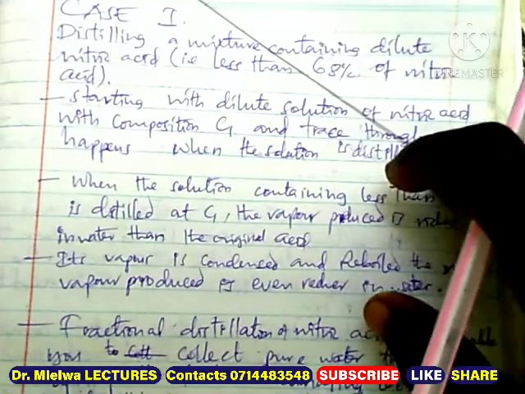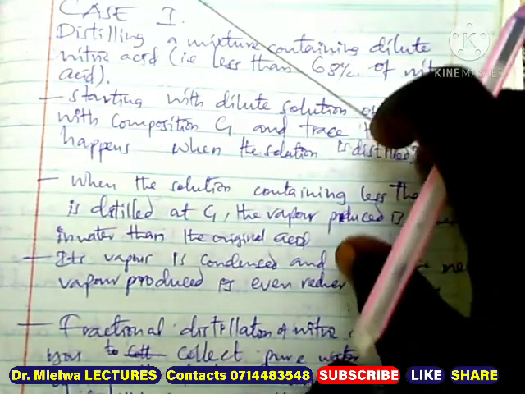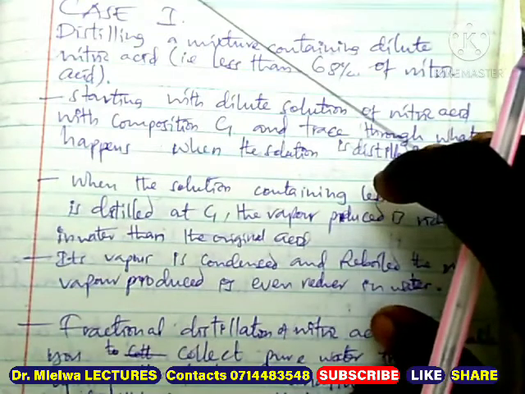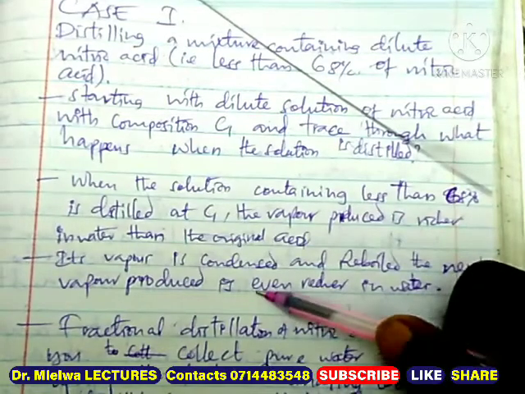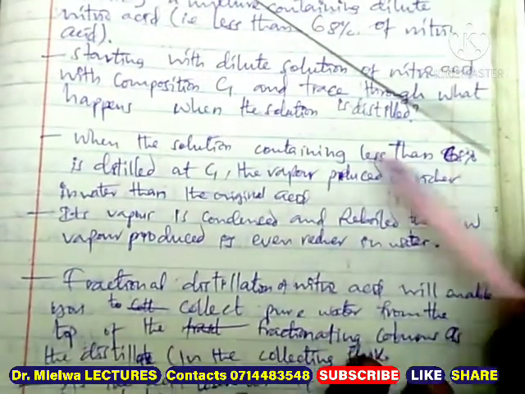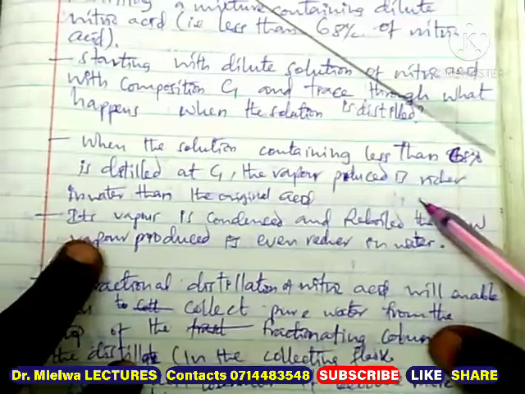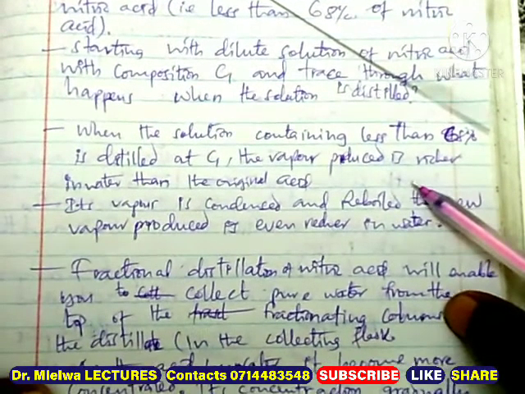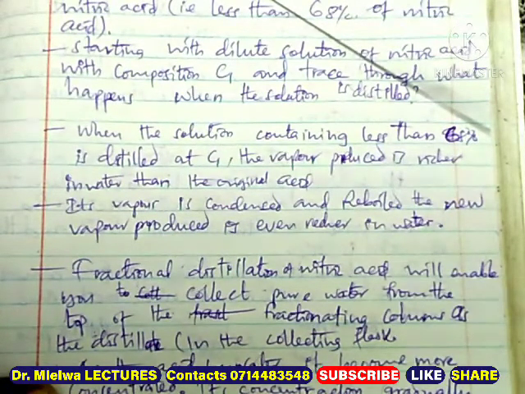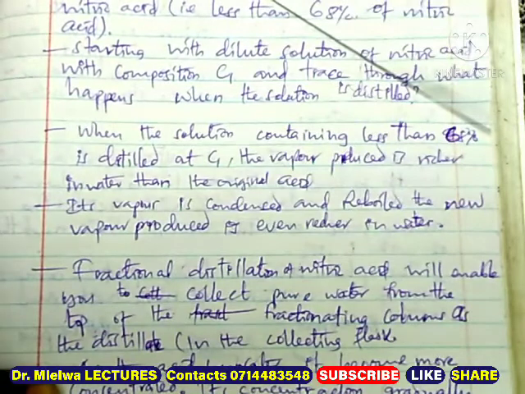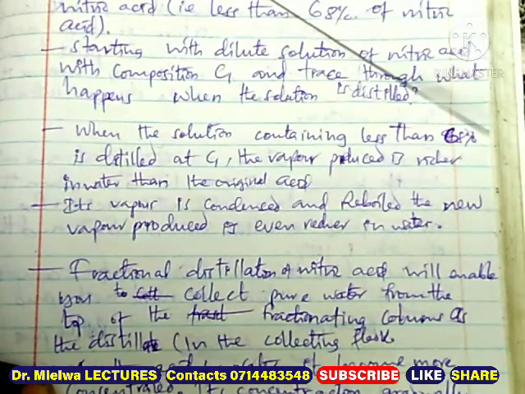Kwa hiyo tunachokisema ni kwamba case 1, distilling a mixture containing dilute nitric acid, yani less than 68% of nitric acid. What will happen? Starting with the dilute solution of nitric acid with composition C1, we trace through what will happen when the solution is distilled. When the solution containing less than 68 is distilled at C1, the vapor produced is richer in water than the original acid. Kwa hiyo vapor yetu itakuwa imeongezeka water. And on successive evaporation and condensation, finally we'll end up with water as the pure component in the distillate.